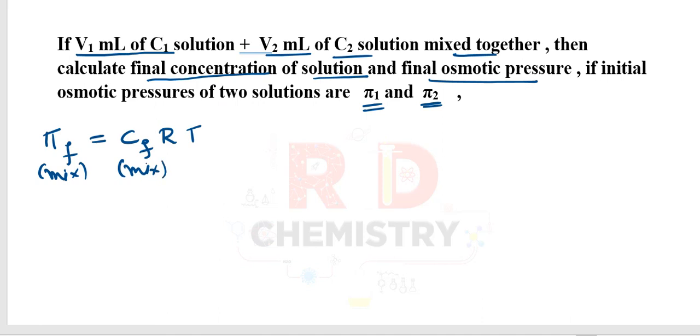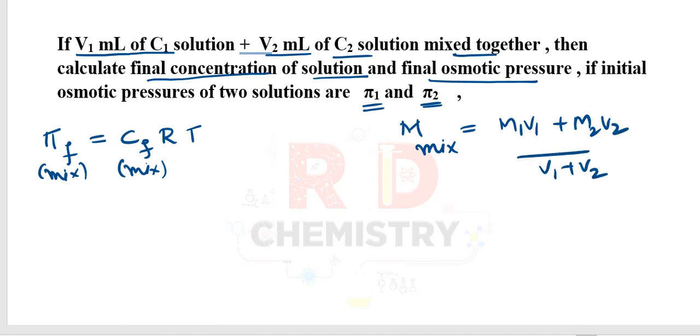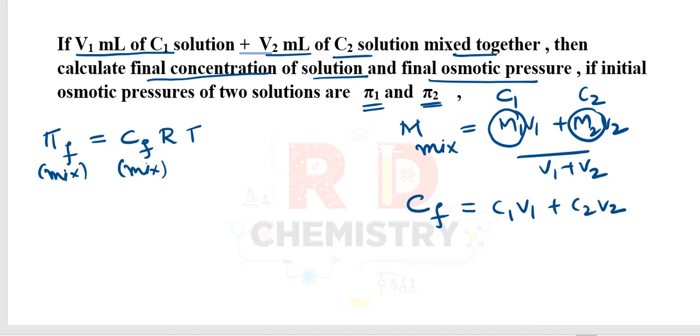But how will I calculate the concentration? Remember students, suppose I want to find out the molarity of the final solution after mixing two solutions. We have the formula M1 V1 plus M2 V2 divided by V1 plus V2, right? Now here the concentration term M1 is nothing but C1, M2 is C2, and the corresponding volumes. So the final concentration is equal to C1 V1 plus C2 V2 divided by V1 plus V2, right? Clear?